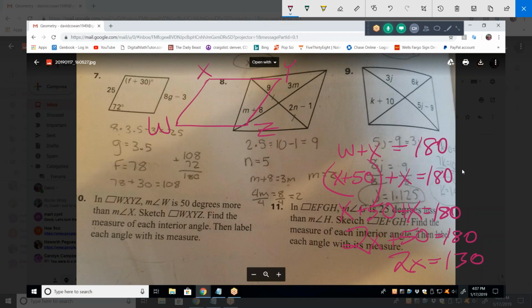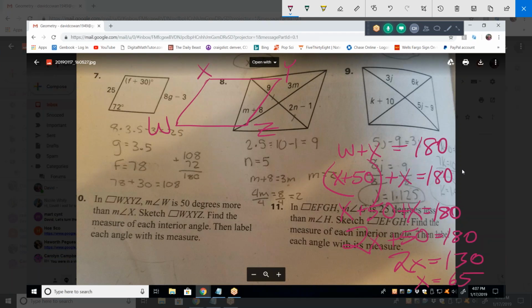And finally what? And then 2... So 130 divided by 2. Okay, so X equals 65. Do you have a calculator in front of you, Ricky? Yes, I do. Okay, cool.